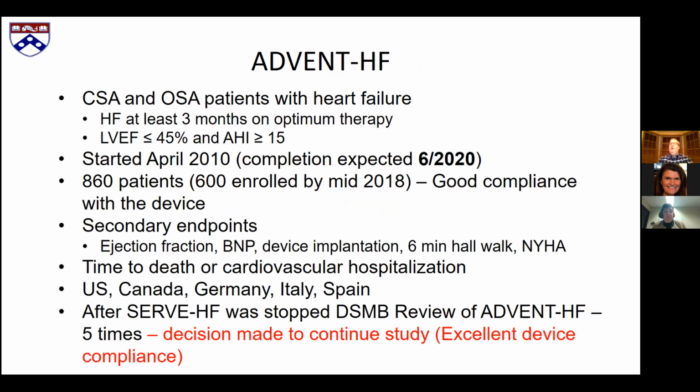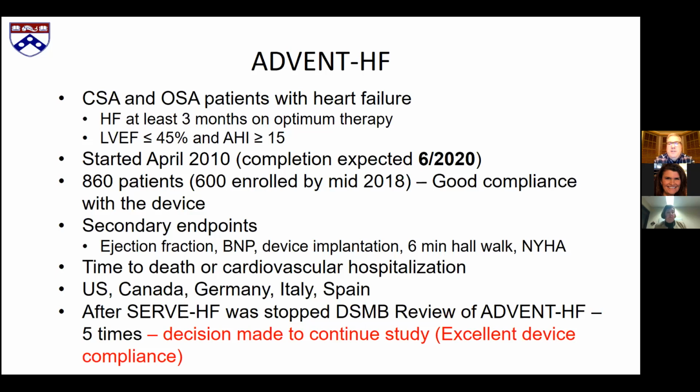And so we suddenly saw the withdrawal of ASV in the United States from many patients who had ejection fractions under 45%. For those that had normal ejection fractions greater than 45%, then they were still theoretically candidates for ASV. Now, this technology is made by more than one company, and so there's a second clinical trial called Advent-HF. This was looking at both CSA and OSA patients with heart failure. Again, EFs less than 45% on appropriate medical therapy. They started in April of 2010. They were expected to complete in June of 2020.